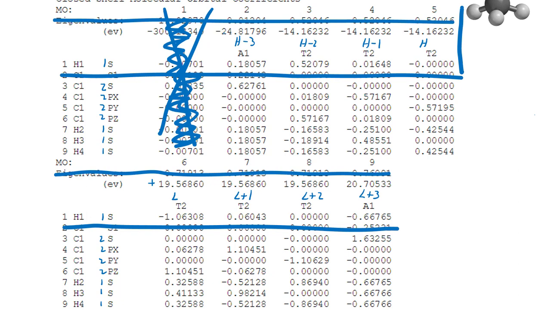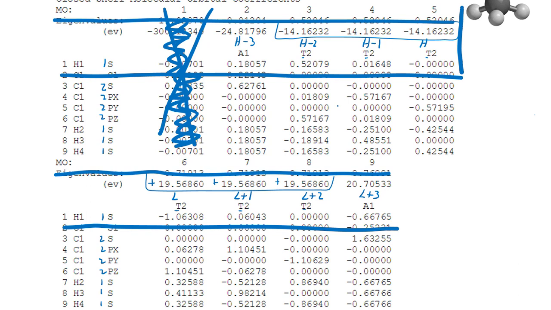Negative 24, that's going to be low. Negative 14.2, look at this. 14.2, 14.2, 14.2. These three orbitals, guess what? They are degenerate and they are triply degenerate. In fact, you can see a little T down here for triply degenerate. They all are exactly the same energy. And then we go to 19.6, you got it. We've got another match of three exactly the same, triply degenerate. So you can see a little T here, which gives you a little piece of advice. And then we have a high one.